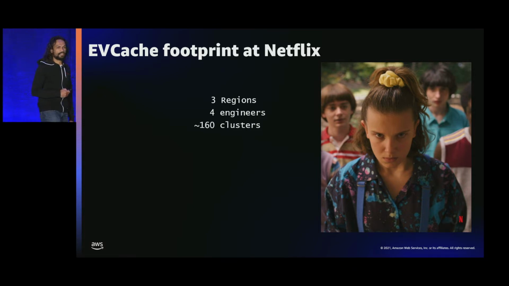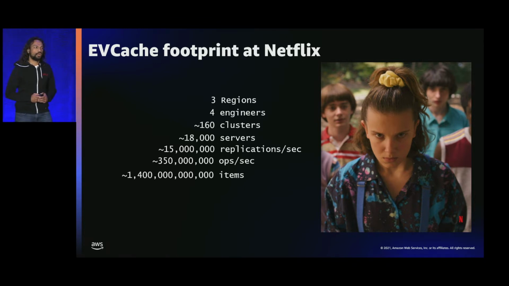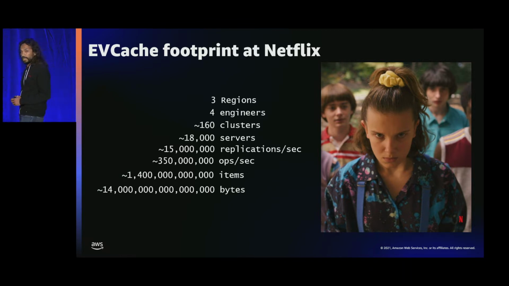We have about 160 clusters running tens of thousands of servers. As we operate globally, we replicate data from one data center to other data centers. So we do about 15 million replications per second. EVCache clusters altogether across these regions serve more than 350 million requests per second, over 1.4 trillion items, totaling up to about 14 petabytes of data. So we can do all of this without a nosebleed, and we'll show you how.